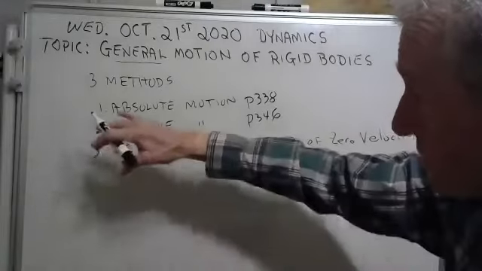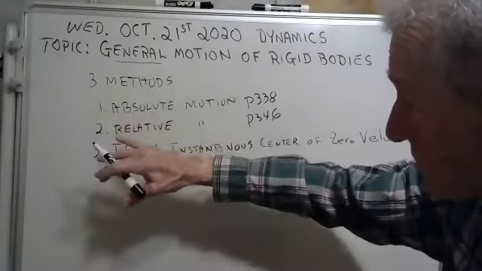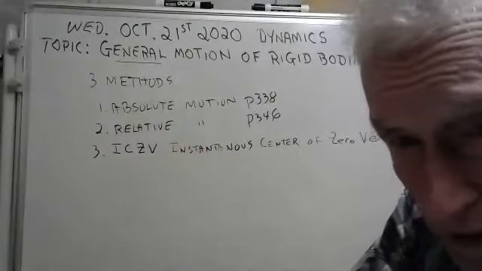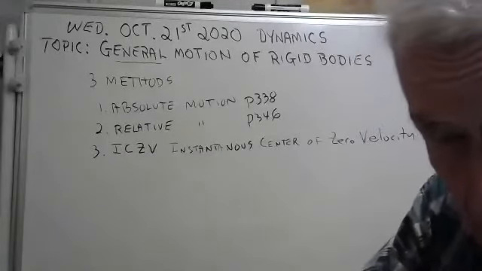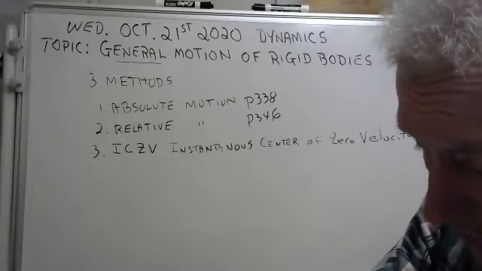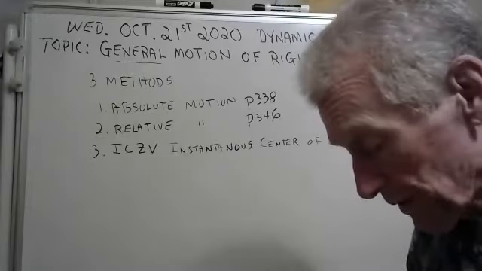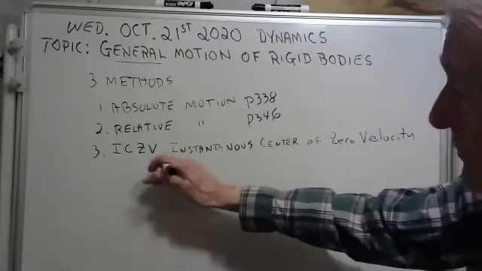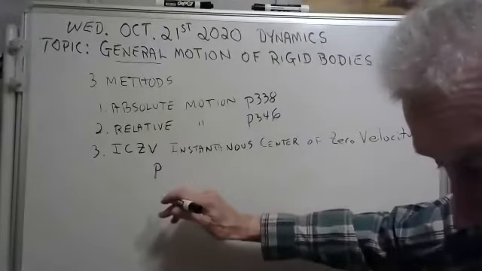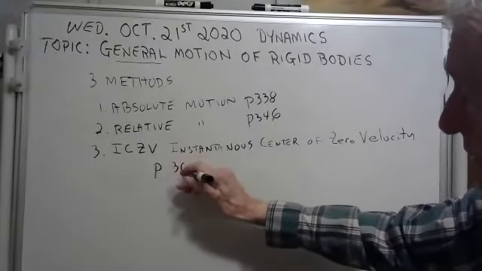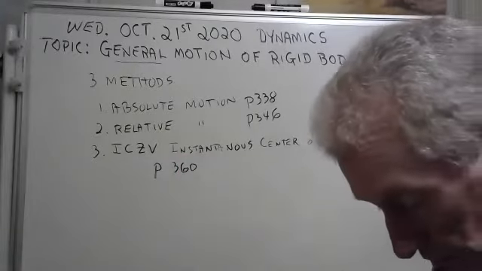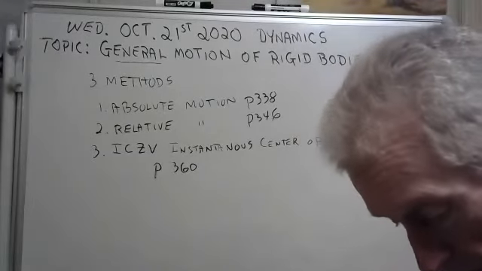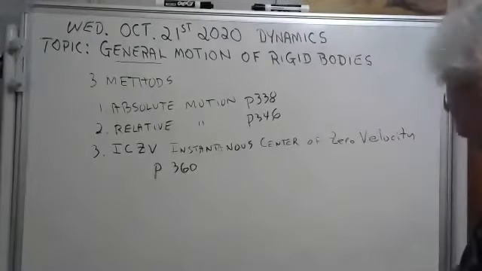Now, of course, the book presents the hardest method first, and then they present the next one and then this one. Why don't we do it the other way? Why don't we start with the easy one? Doesn't that make sense? Let's do the easy method first, but I'll show you all three. So this one starts on page 360 in your book, the instantaneous center of zero velocity method. They have an example there of a bicycle wheel.